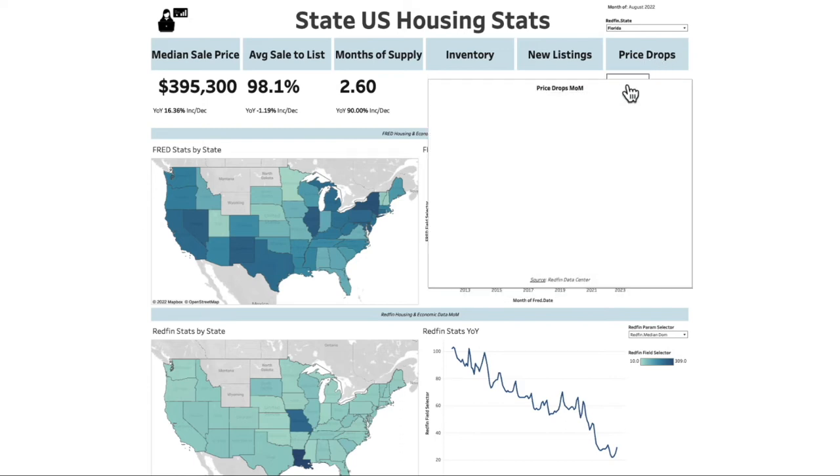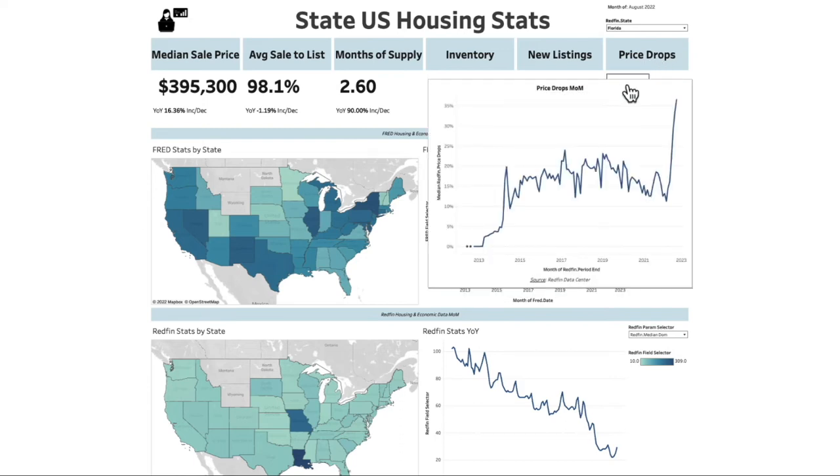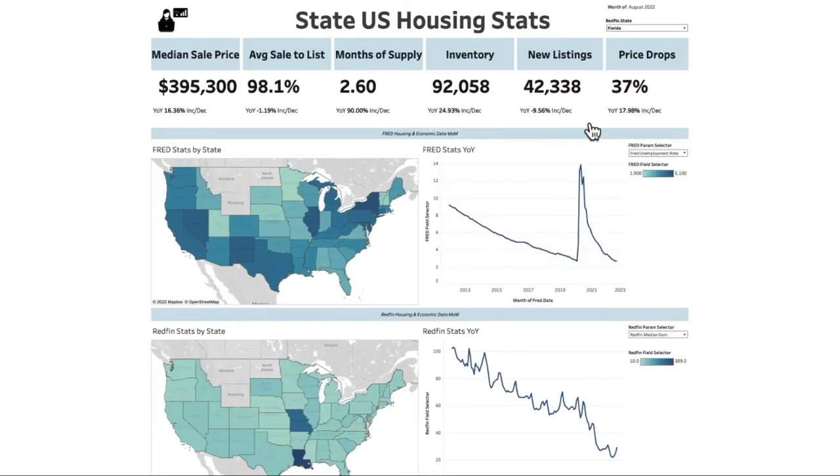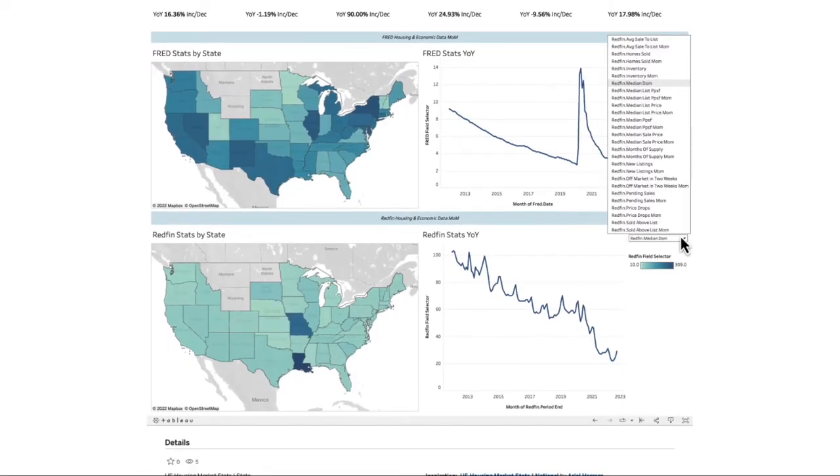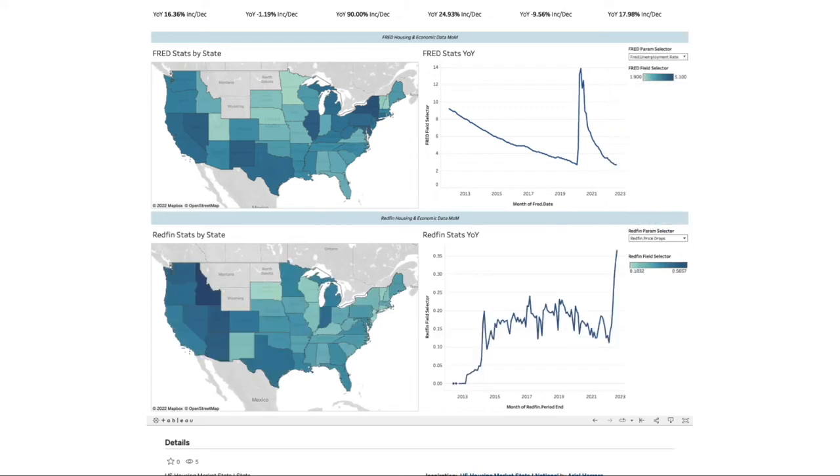Now, if we're interested in this number, which is price drops, we could see that for Florida, price drops most recently has been even more significant than other markets. That's because this is below the national average that we saw previously in this other dashboard. So we could dive deeper into our market and look at price drops. On the right-hand side, we could see for Florida a month-over-month basis of price drops, which we're seeing one of the highest spikes within the last decade.